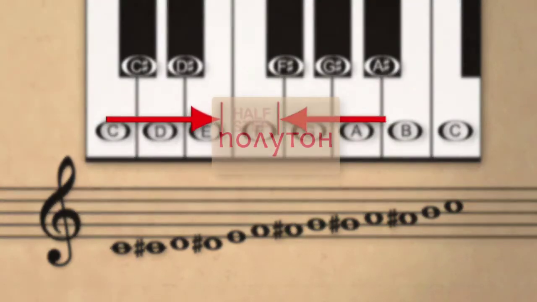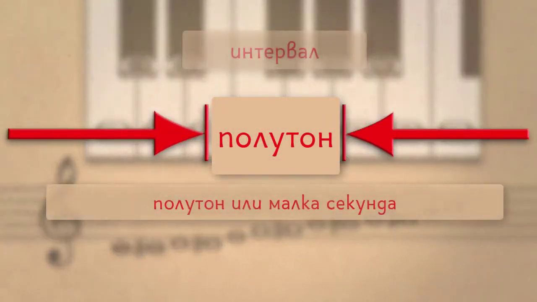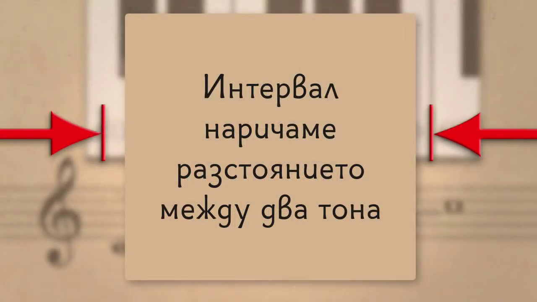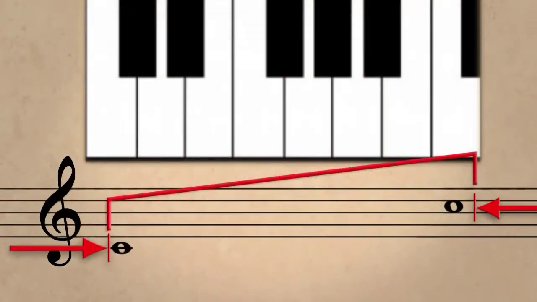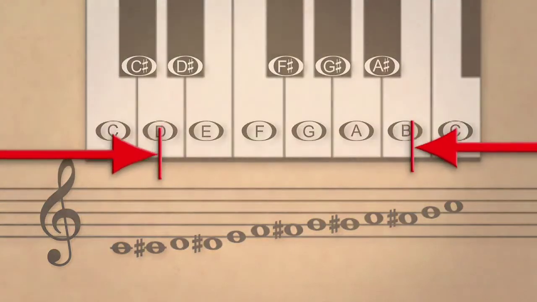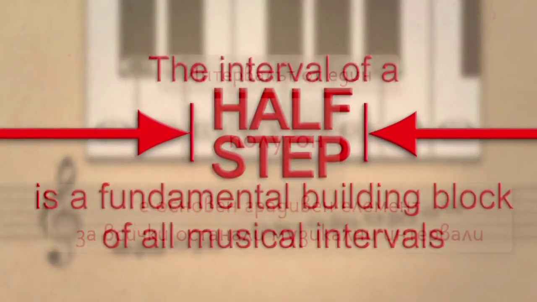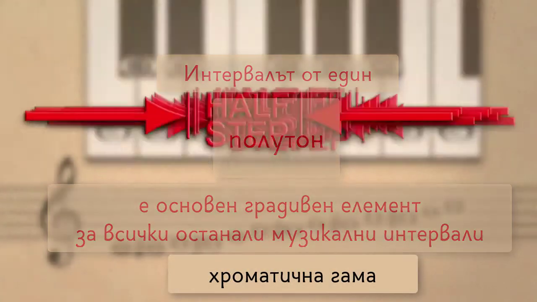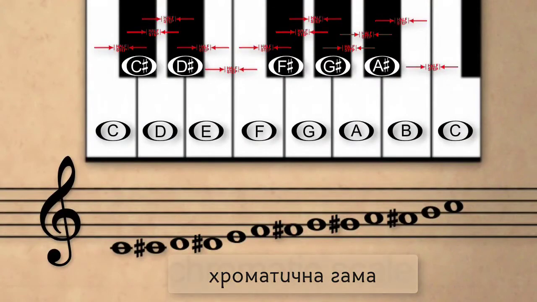The distance between each of these notes is called a half step, or the interval of a semitone, also called a minor second. An interval is the distance between 2 musical pitches. We already know one interval, an octave, and in future lessons we will discuss many intervals. But for now, let's focus on the interval of a half step. This is a fundamental building block of all musical intervals. A chromatic scale is made up of 12 half steps.